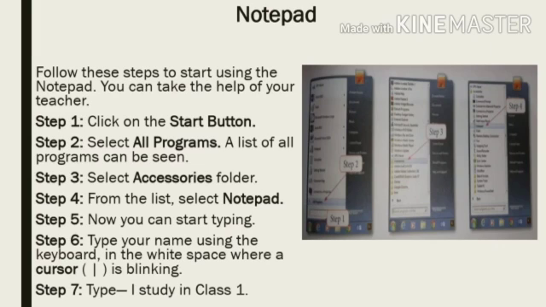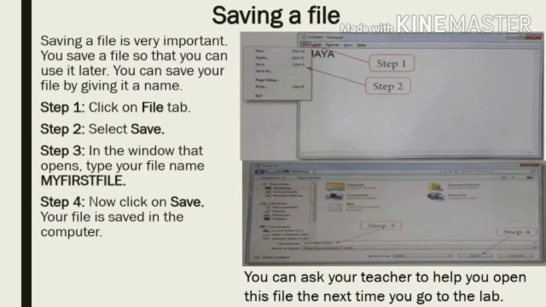Step 6. Type your name using the keyboard in the white space where a cursor is blinking. Step 7. Type I study in class 1. After typing, you need to save the file. Saving a file is very important so that you can use it later.